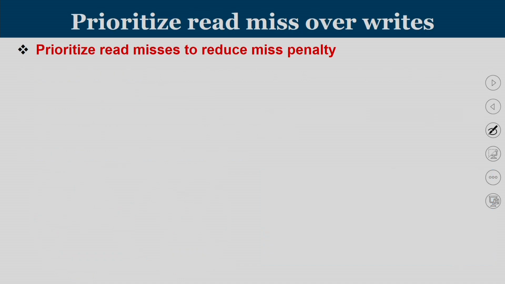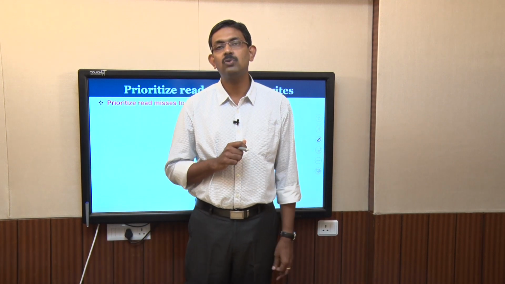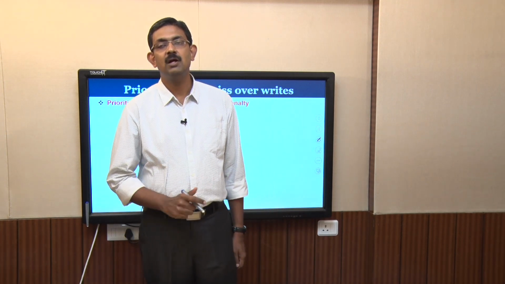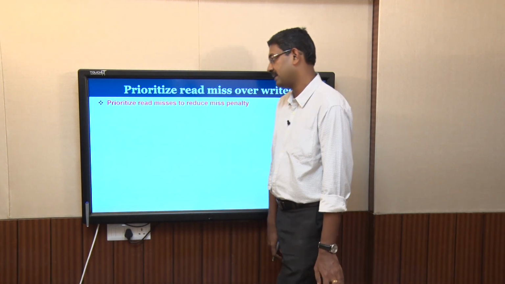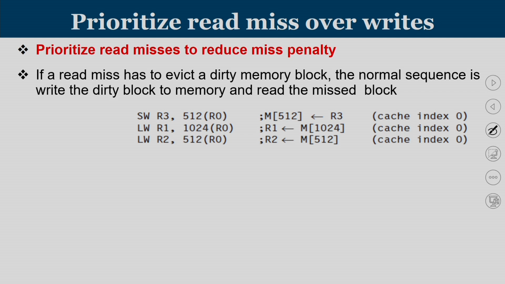Next optimization, yet another way to reduce miss penalty, is to give priority to read misses over writes. Consider a scenario: if a read miss has to evict a dirty memory block, the normal sequence is to write the dirty block to memory and then read the missed block.